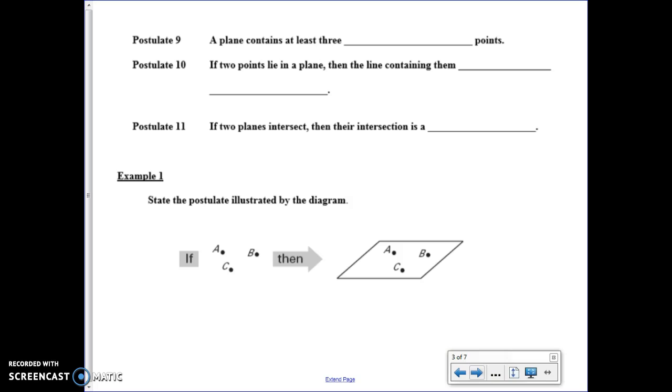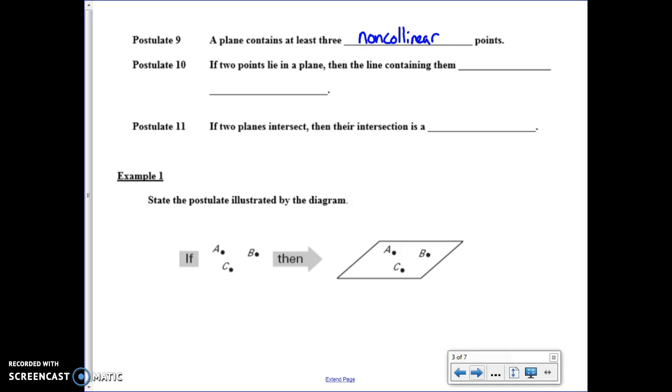All right, a few more. We're not going to draw all of these. You are welcome to draw them if you would like. A plane contains at least 3 non-collinear points. So if you were to draw this one, I would put if, then just an empty plane, that parallelogram shape, then that plane with those 3 points inside.